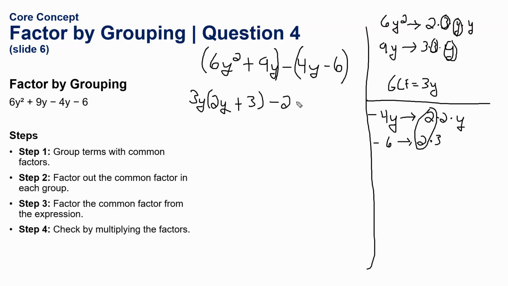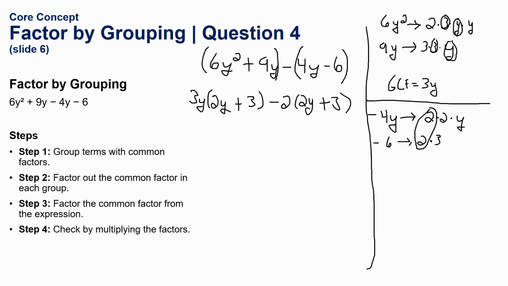2 times 2y gives us our negative 4y. And then the 2 times, in this case, it's going to be positive 3 because we have a minus 6 there. So negative 2 times 3 is negative 6. So we get a plus 3 on the inside. So now what we have is 3y parentheses 2y plus 3 minus 2 parentheses 2y plus 3.